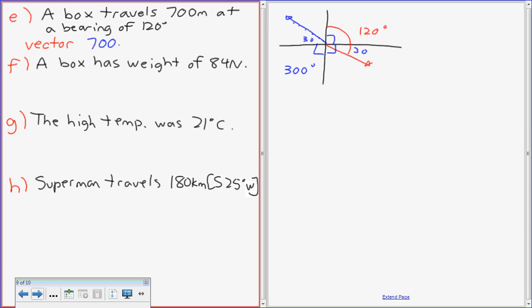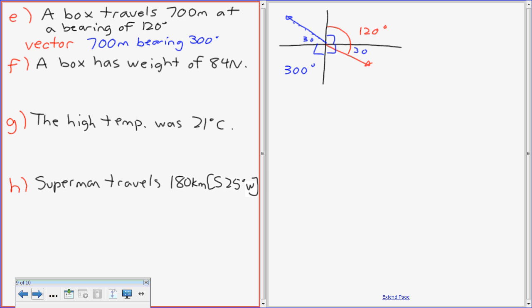Oh, shoot. Does anyone get the logic of where I got that from, right? It doesn't hurt to draw the diagram if you need to. If you just want to add 180, it's easier to do that.